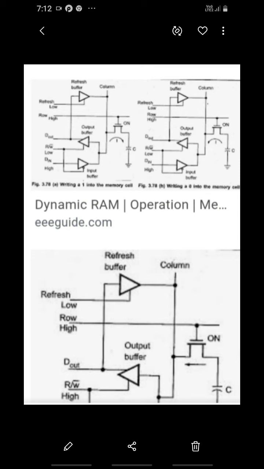Static RAM contains fewer memory cells per unit area. Dynamic RAM contains more memory cells as compared to static RAM per unit area. Static RAM has less access time, hence faster memories. Dynamic RAM's access time is greater than static RAM's.